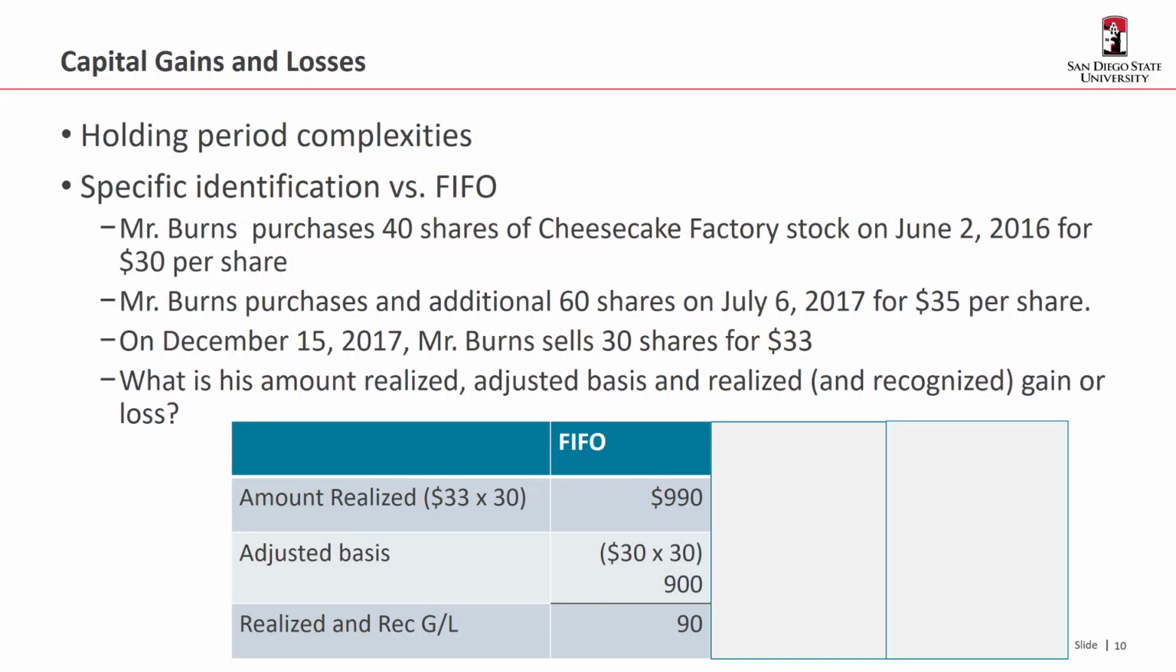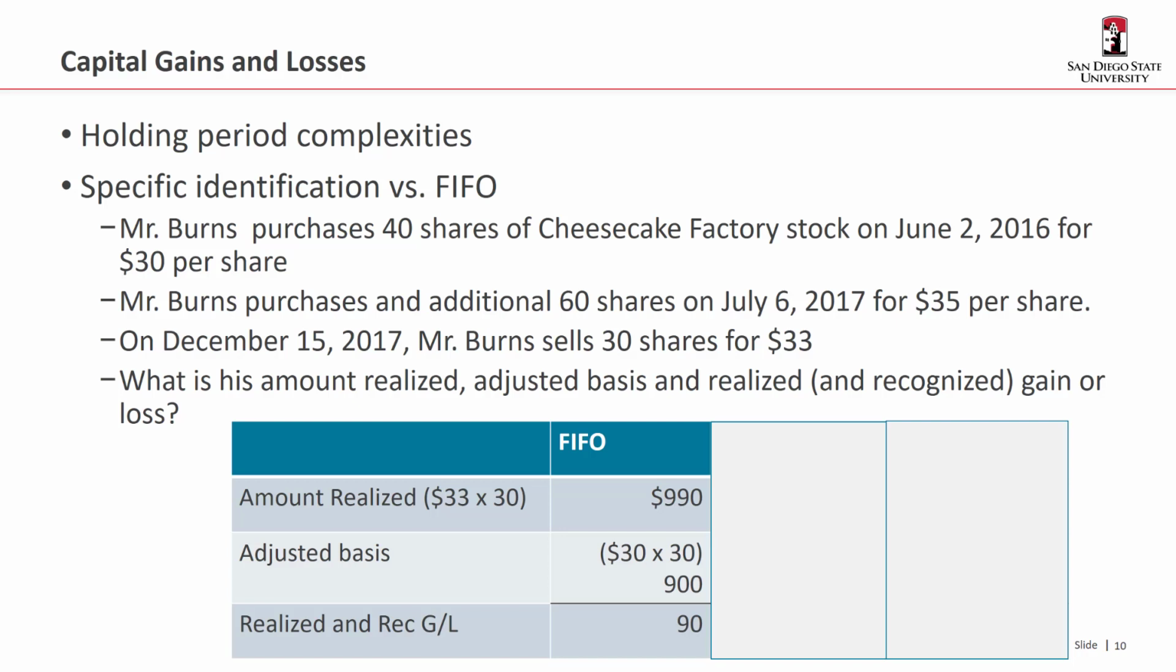Excellent. Then he purchases an additional 60 shares on July 6, 2017 for $35 a share. And then in December of 2017, he sells 30 shares for $33. What is his amount realized, adjusted basis, and realized and recognized gain or loss?